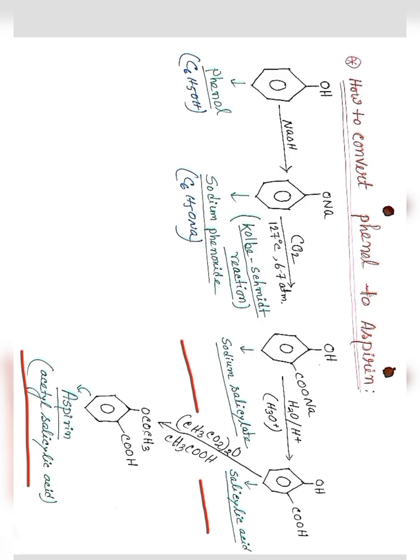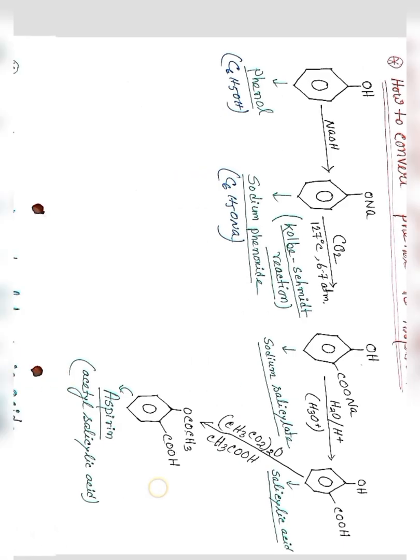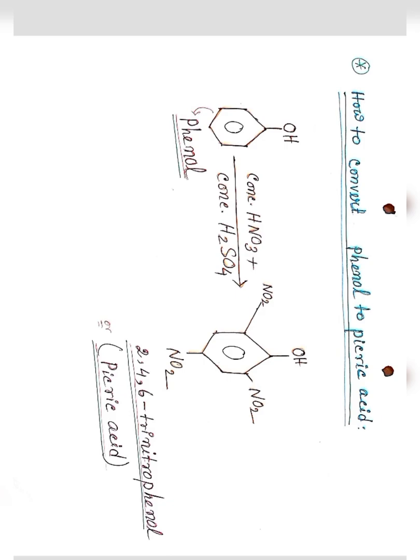Okay, next part: how to convert phenol to picric acid. Phenol, with the chemical formula C6H5OH, reacts with a mixture of acids, concentrated nitric acid and sulfuric acid, to form 2,4,6-trinitrophenol, that is picric acid.